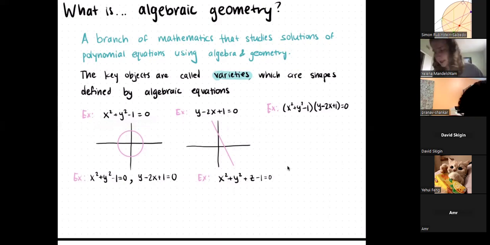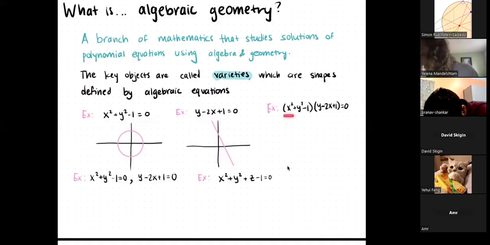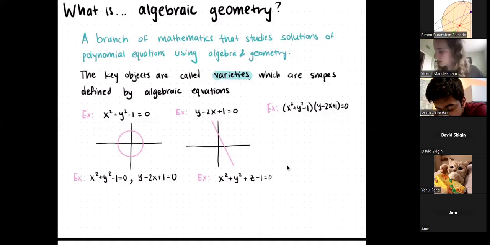We can also write down y minus 2x plus 1. That's a very simple variety that just looks like a line. Now, with these two things, we can do slightly more complicated things. So here's a more complicated polynomial, x squared plus y squared minus 1 times y minus 2x plus 1. So this is just the product of these two.